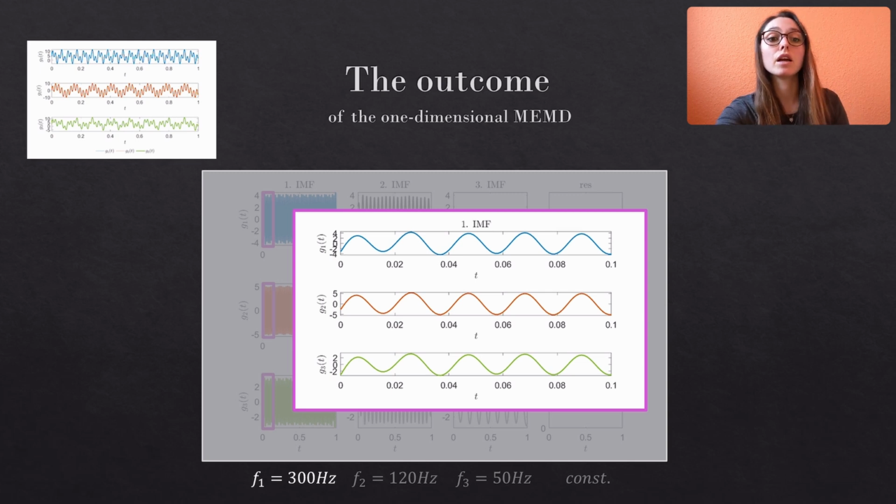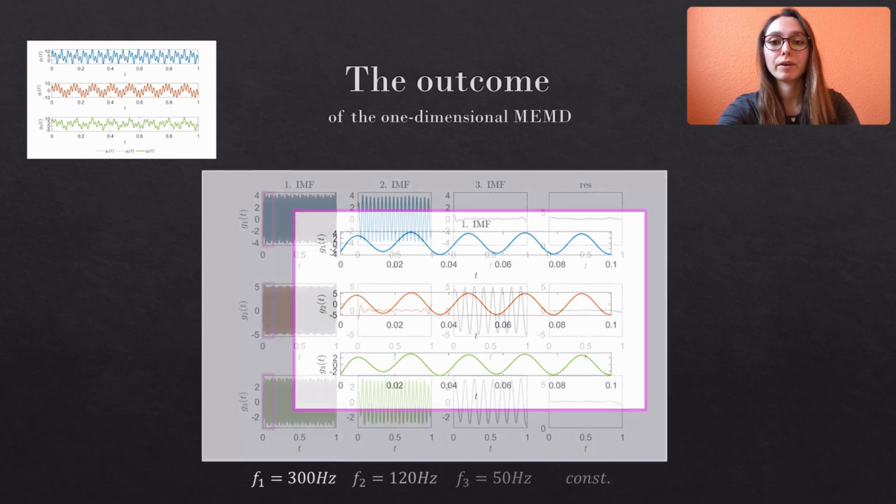So the MEMD is not only capable of showing us common timescales or frequencies, but it also shows us the corresponding strength expressed by the amplitude. Let's check the next IMF.